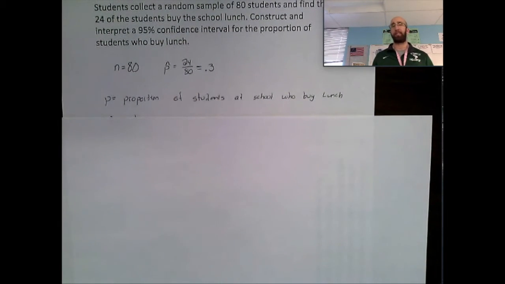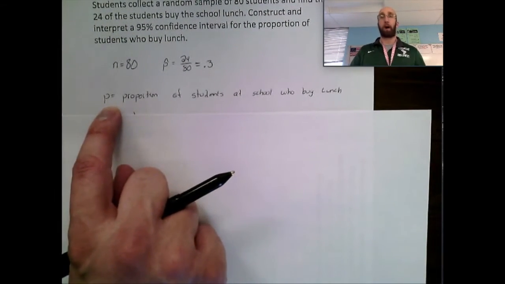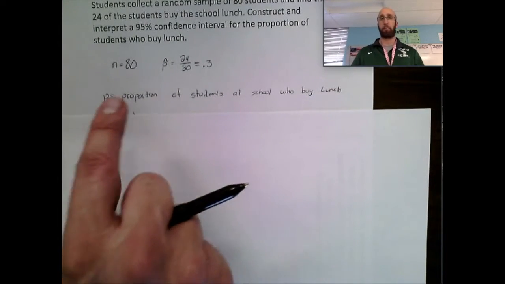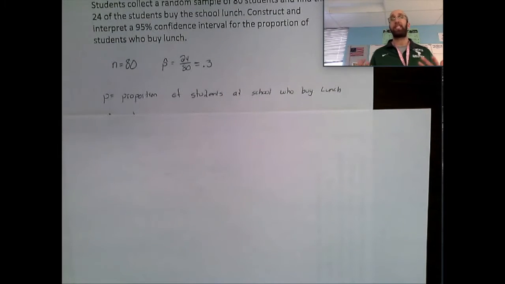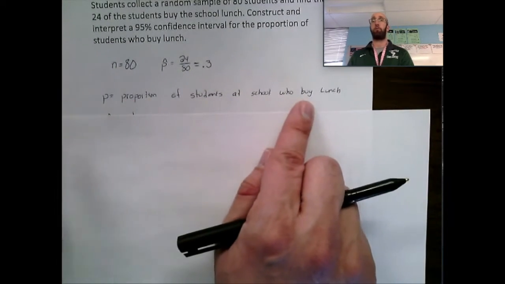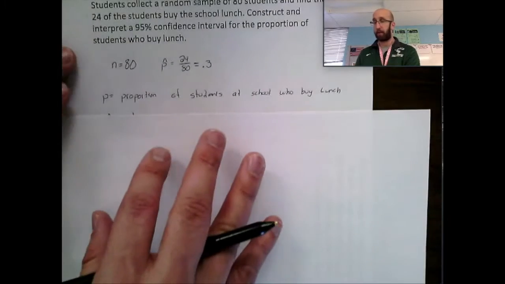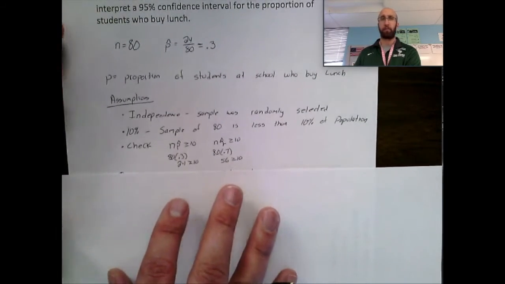PANIC. So the first piece is we need to write down our parameter. Since we're dealing with proportions, we're using P for the population proportion. So P is the proportion of students at school who buy lunch. This is what we're trying to pin down. This is what we're trying to construct our confidence interval about. We're trying to figure out the proportion of students at school who buy lunch. Okay, define that.